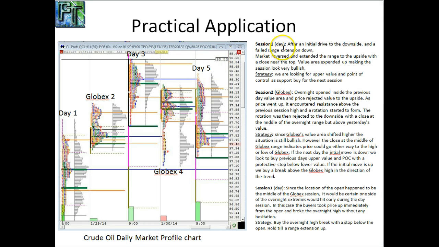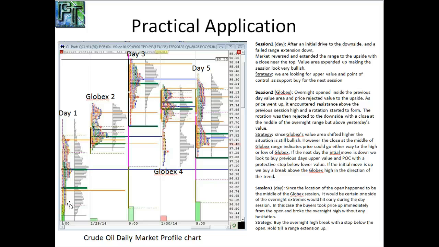Let's look at session number 1, which is the day session. What we can see is that we opened right around 97 and we got an initial drive to the downside, and the drive to the downside failed, because as it extended the range out of the first hour, it immediately stopped and rejected back into your initial balance, which is definitely considered a failed range extension down.